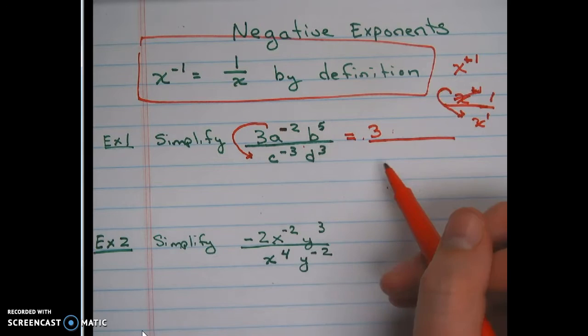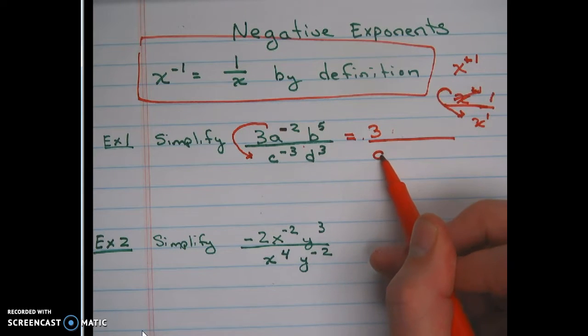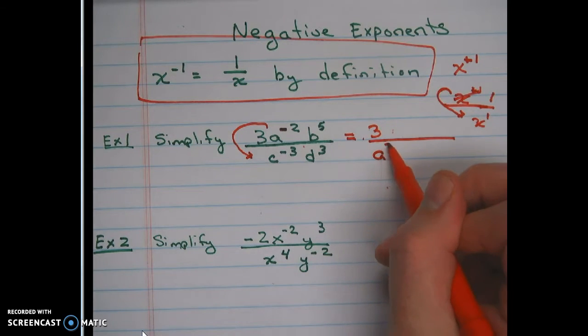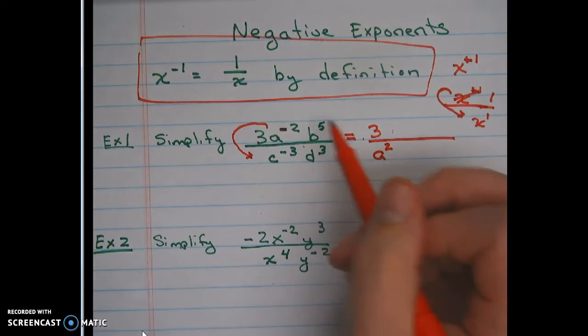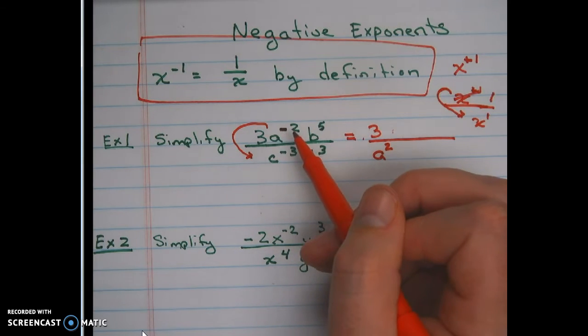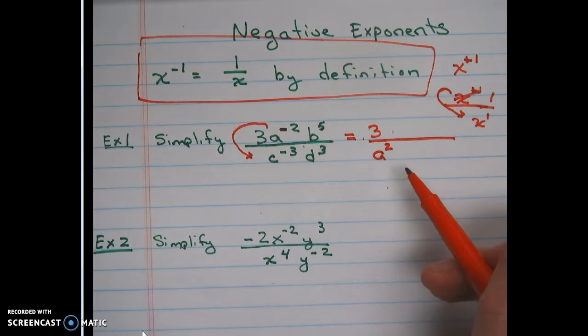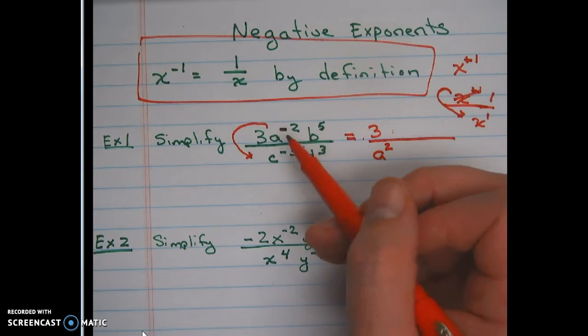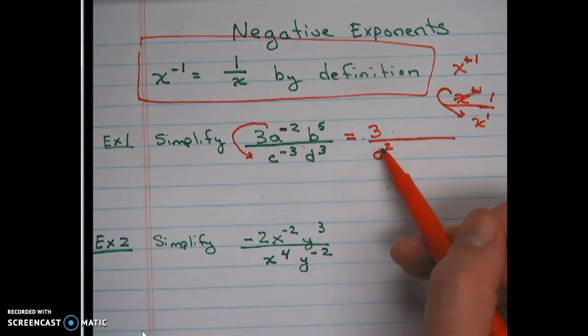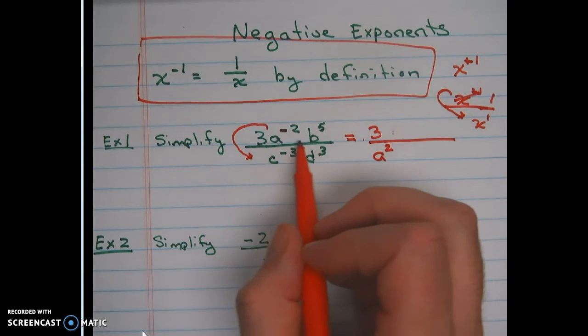And so the a's would come down here. So when they come to the bottom, they're just going to be a regular a squared. It was an a to the negative 2 at the top, moved to a positive a to the second at the bottom, because all the negative tells me is it's in the wrong spot. Once I move it to the bottom, it's not in the wrong spot, so I don't need the negative sign anymore.